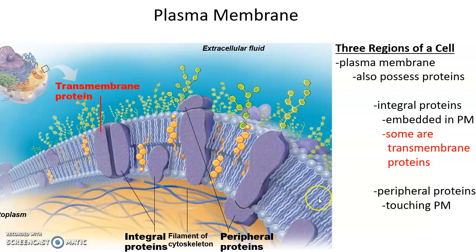Other big category of proteins are the peripheral proteins. Here's a peripheral protein, there's a peripheral protein. These proteins are not embedded into the plasma membrane. Instead, they lie on its surface. So peripheral proteins touch to some degree the plasma membrane, but do not go into it.